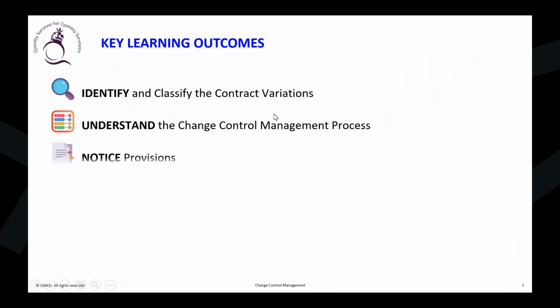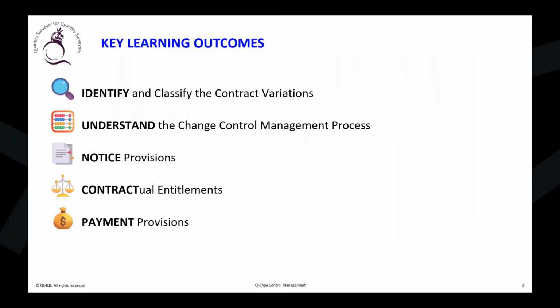Okay, so once you identify the variation, you should have a proper understanding of the change control management process. Change control management process means how the variations are implemented, instructed and evaluated, and the notice provision. The contractor must give notice of the variation, and you should have the contractual knowledge. So you have to identify contractual entitlement, and also finally payments. And at the last, we will study the common mistakes that we can avoid.